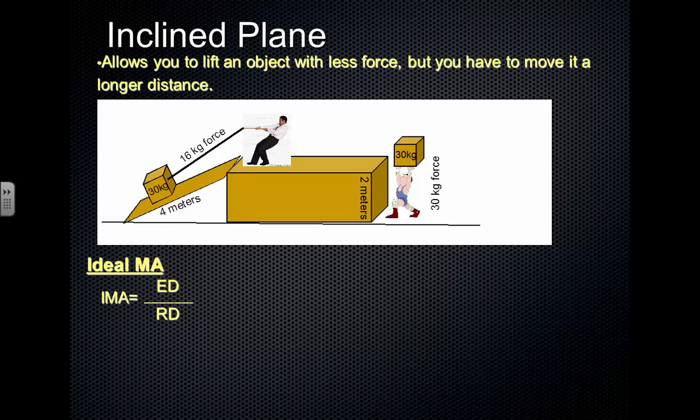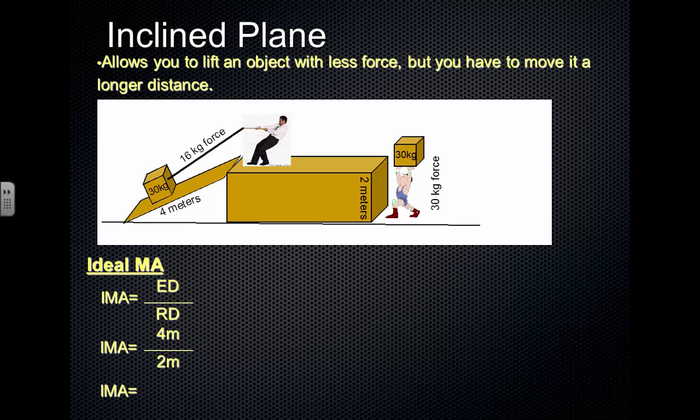But how far is the object actually moving where he wants to get it? Yeah, he just needs to get it up on this ledge. It's actually only moving 2 meters in the direction it's trying, which gives it a mechanical advantage of what? 2.